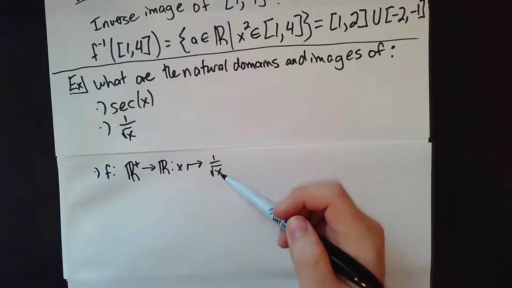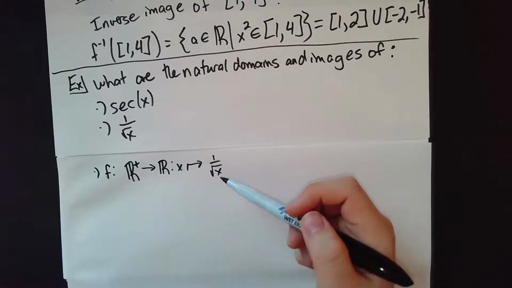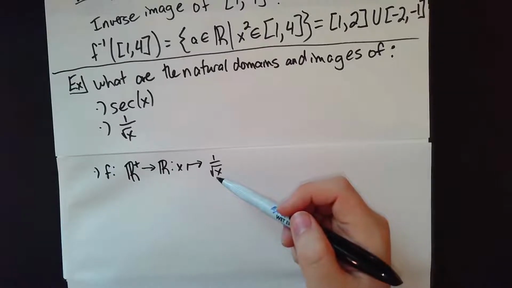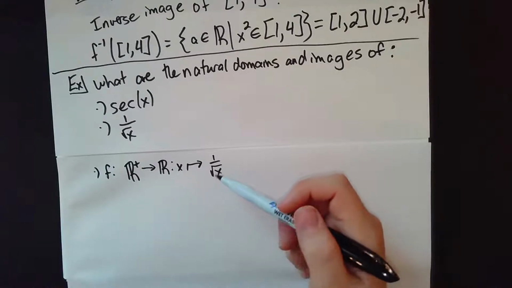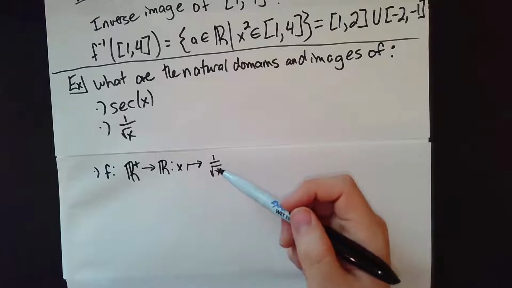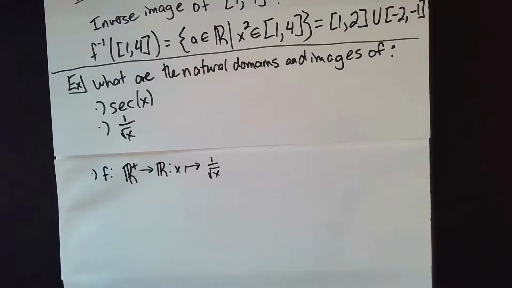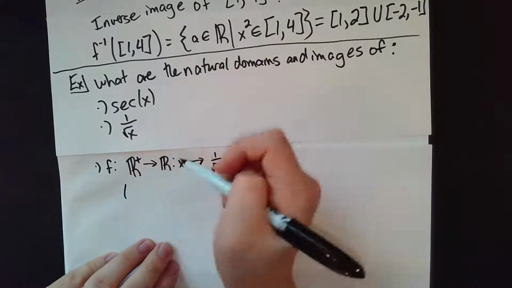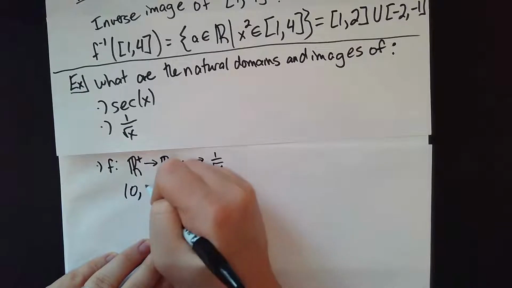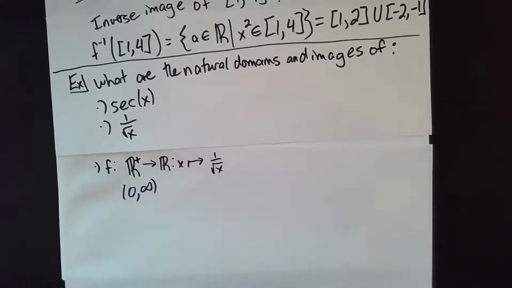But then 0 does not work because 0 also makes the denominator 0, which will not work. So I can't divide by 0. And so that means at the end of the day, I get the positive real numbers. That is my domain, which you might also want to write as (0, infinity), whichever way you prefer.